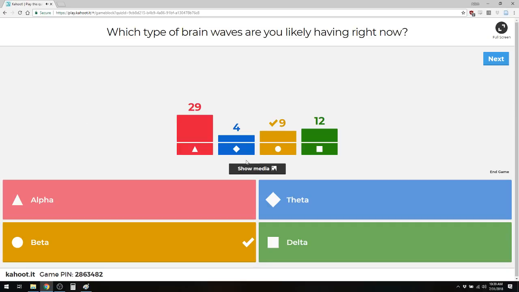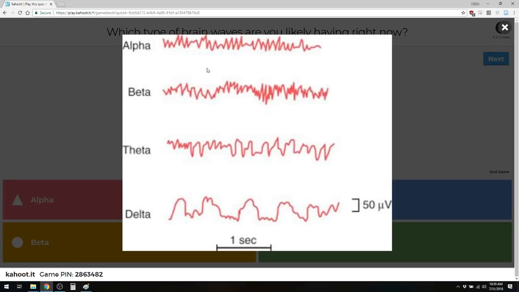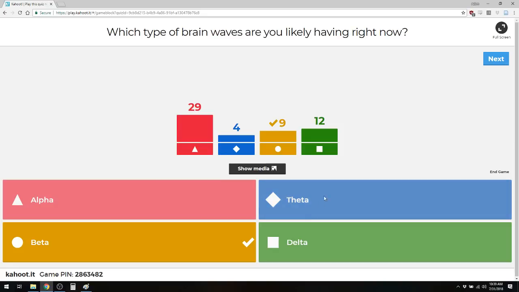Okay, so let's look at this. Going back through, a lot of people said alpha waves. The correct answer is beta waves. Then let's see who said theta and delta. There's a few of you. I hope you're not having theta and delta waves. That would be very concerning, unless you're sleepy, then that makes sense.